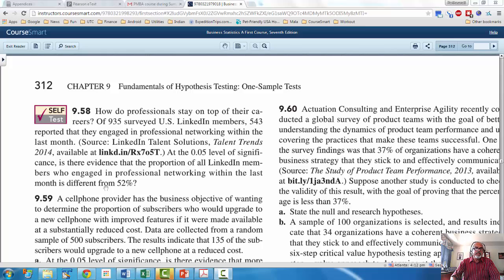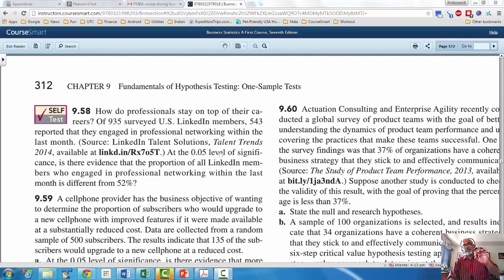Now let's look at an Excel example. We'll use problem 9.58. How do professionals stay on top of their careers? So 935 surveyed professionals indicated that 543 reported engaging in professional networking within the last month. At 5% level of significance, is there evidence that the proportion of all LinkedIn members who engage in professional networking within the last month is different from 52%?